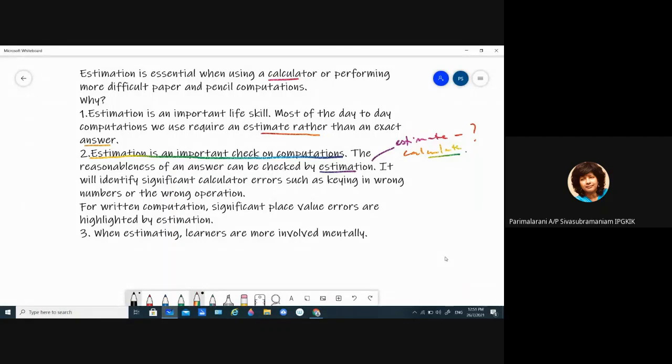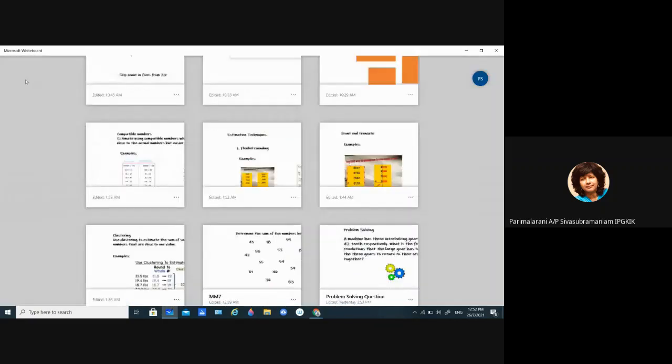Estimation will also identify significant calculation errors, such as keying in wrong numbers or the wrong operation. Especially when you're keying in a lot of numbers, you need to estimate first so that you know if you have made a mistake, if you've keyed in the wrong number. For written computation, significant place value errors are highlighted by estimation, especially when you're doing decimals. When estimating, learners are more involved mentally. That is why we encourage learners to do estimation. There are also several strategies to do estimation.